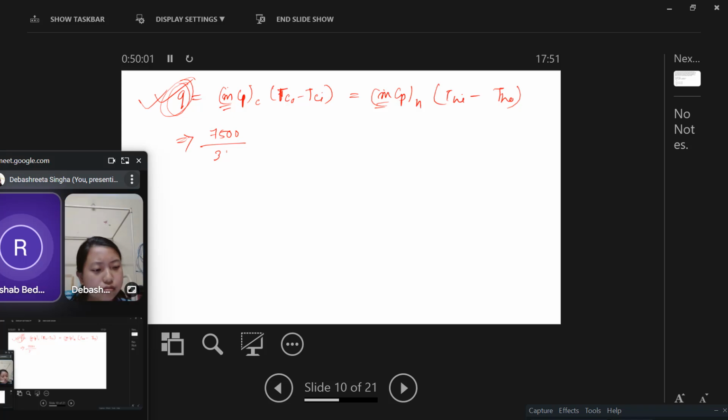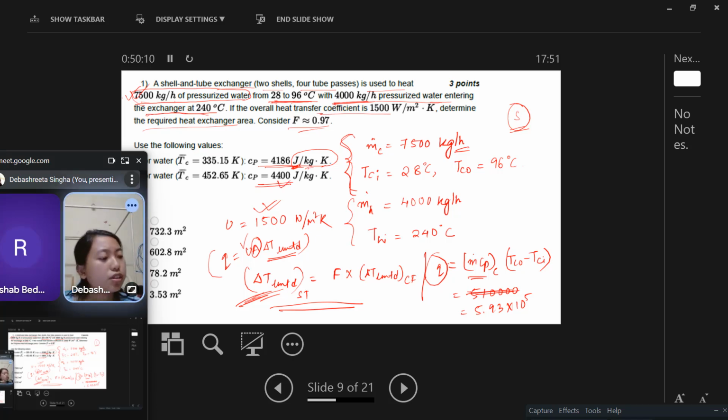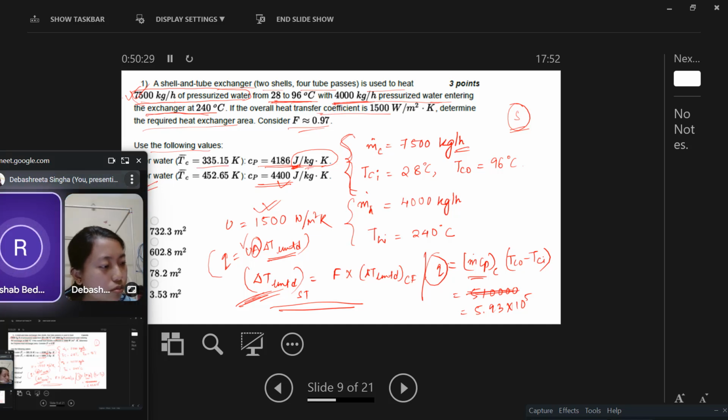Ma'am, what is the Cp value for hot water? It is this. So here you have to see very carefully while reading the question. These are both for water. They have given the Cp values for both because both the fluids used here are water. Just one is cold water, another one is hot water. So how will you identify between these two? Yes, ma'am, I got the answer.